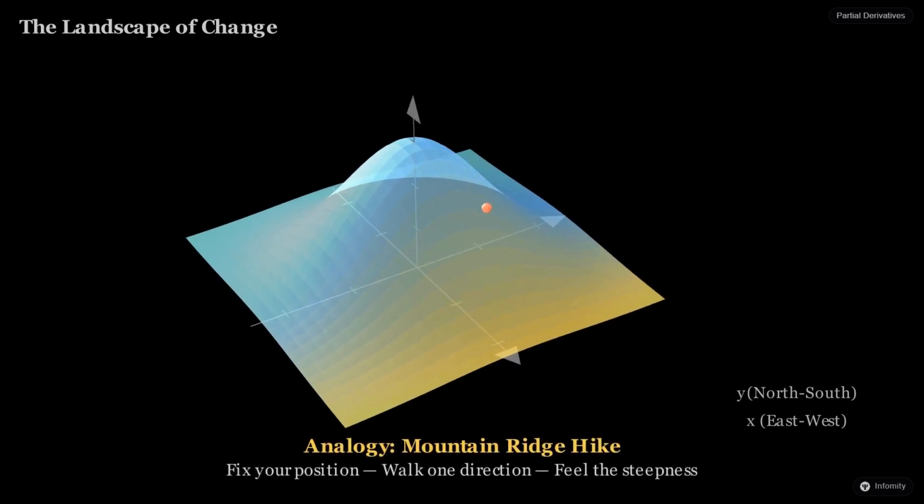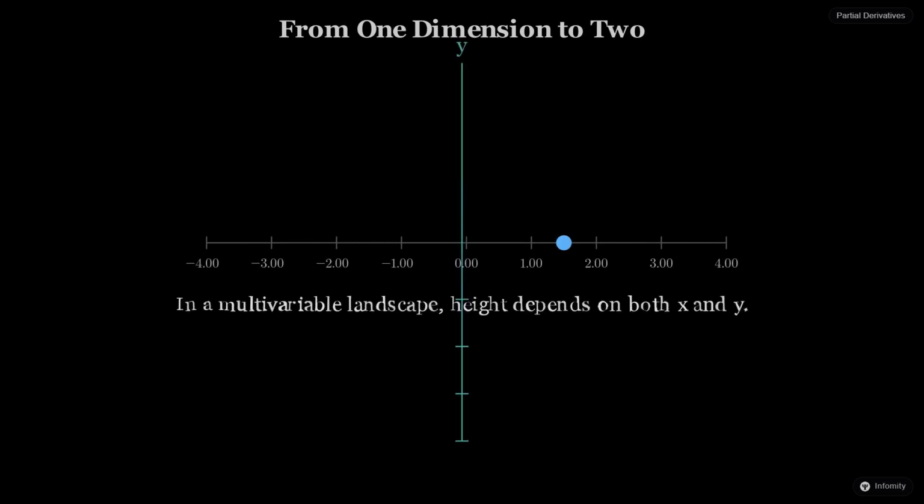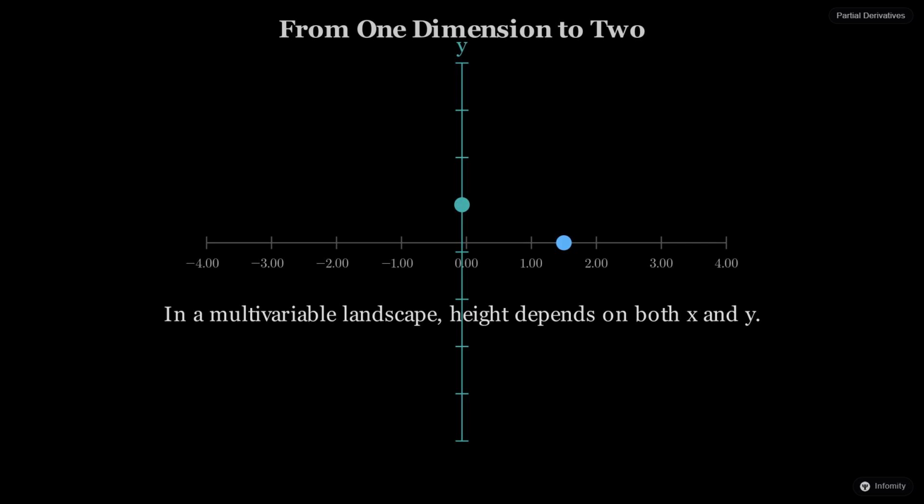Building on our previous talk about derivatives, where we measured the steepness of a single trail, we now face a whole terrain where every step depends on which way you turn. In the world of single variables, we only had one way to move, forward or backward. But in a multivariable landscape, our height depends on both our east-west position and our north-south position.